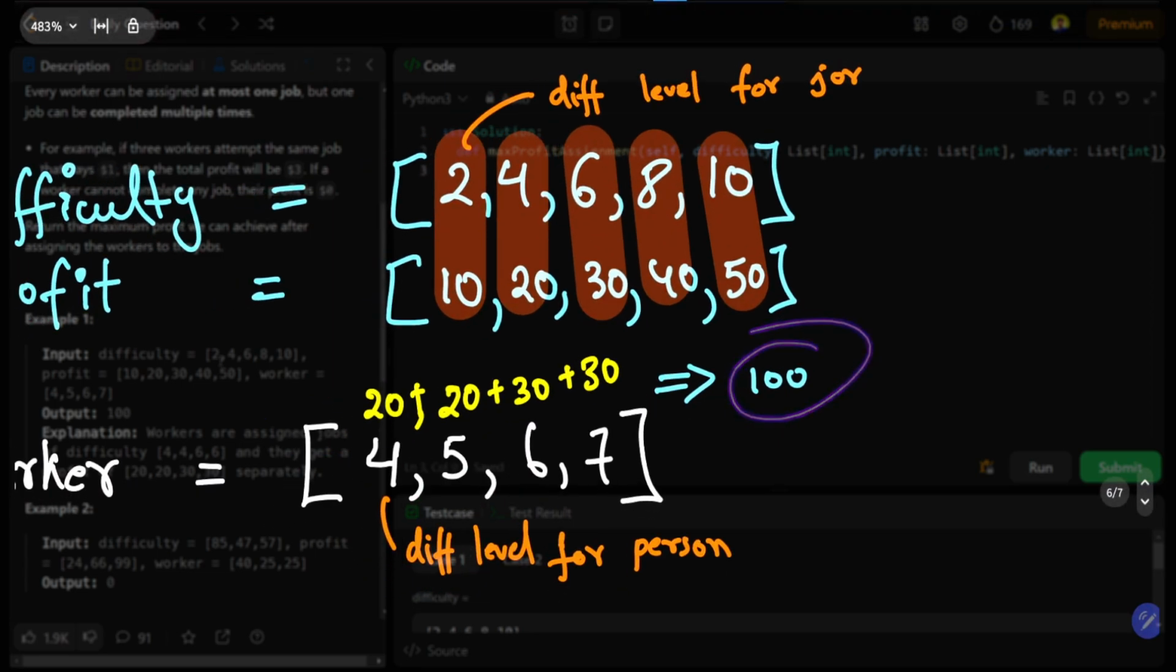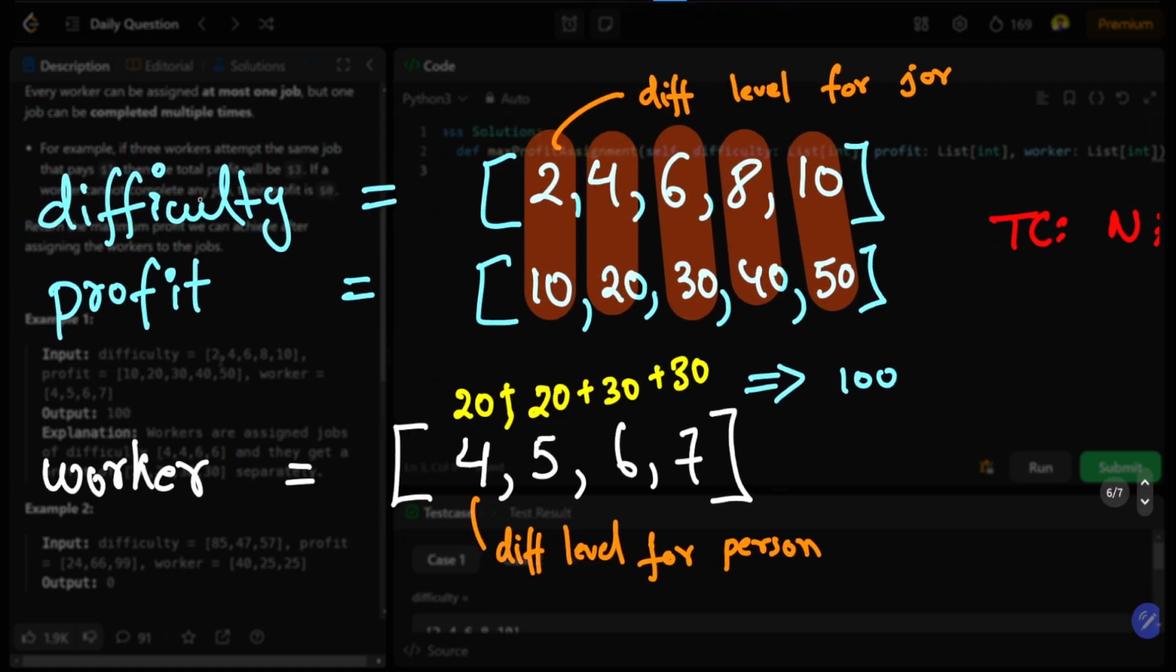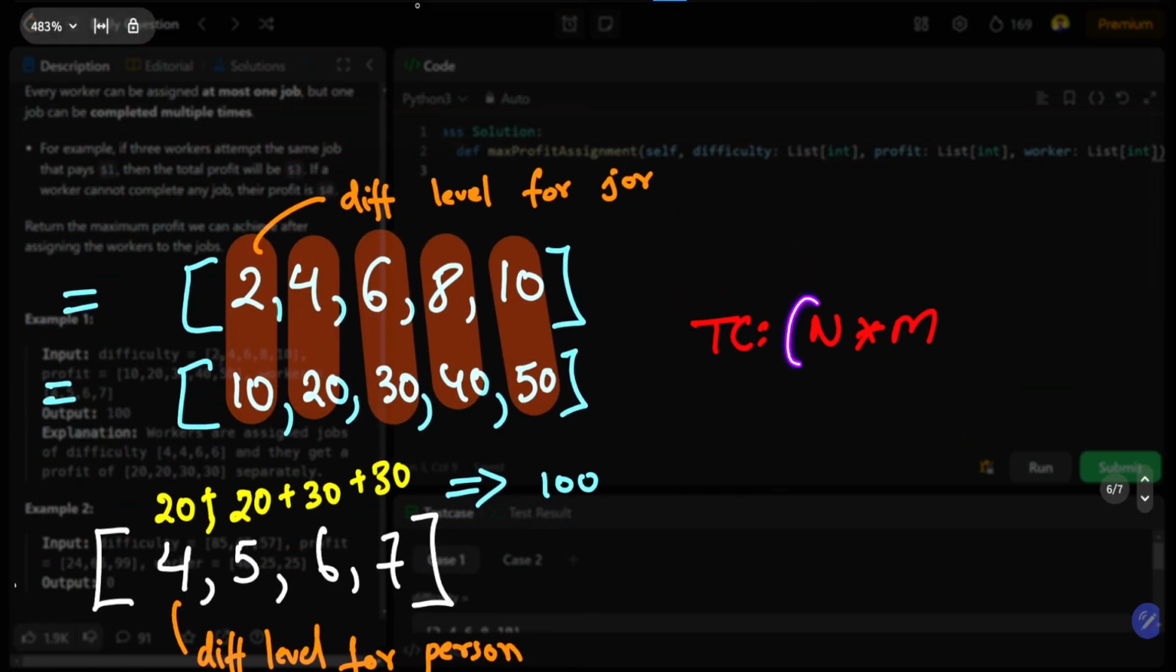So this was a very brute force idea, where the time complexity for this approach will be n into m, where n and m are the sizes of the job array and the worker array. So I have a job array of size n and my worker array of size m. So our total time complexity will be order of n log m into n. Similarly, space I haven't taken, so it will be constant.